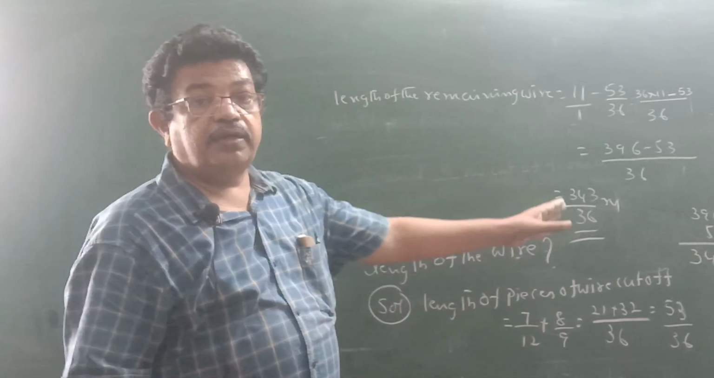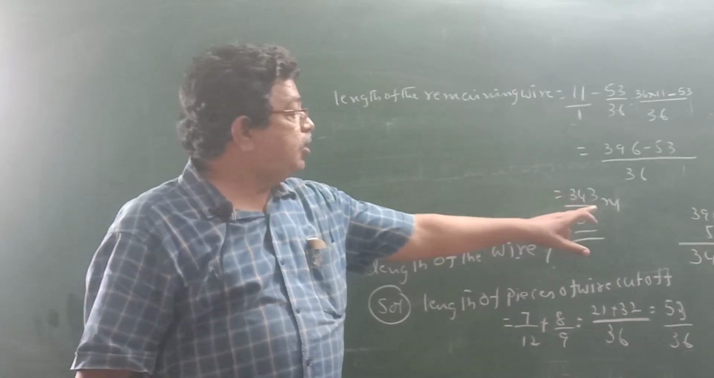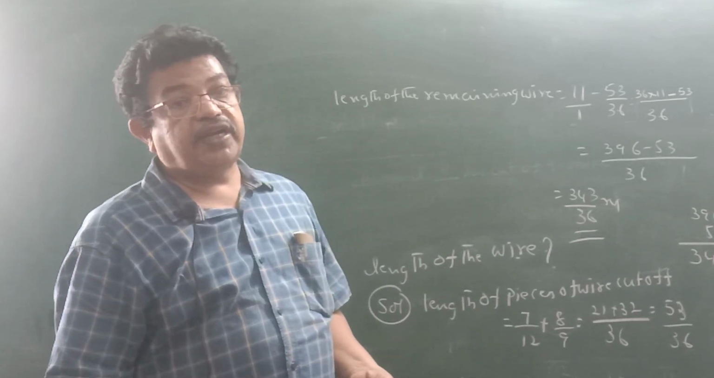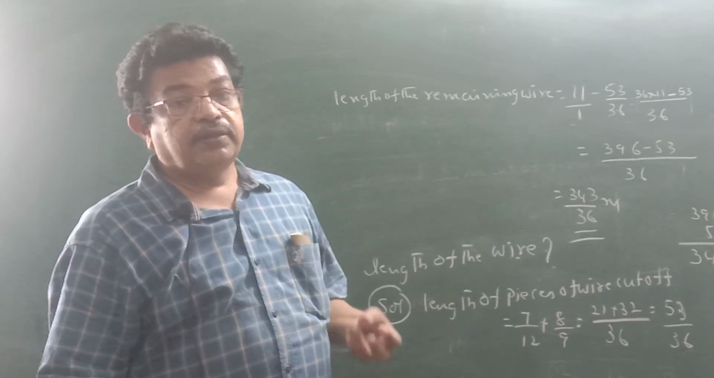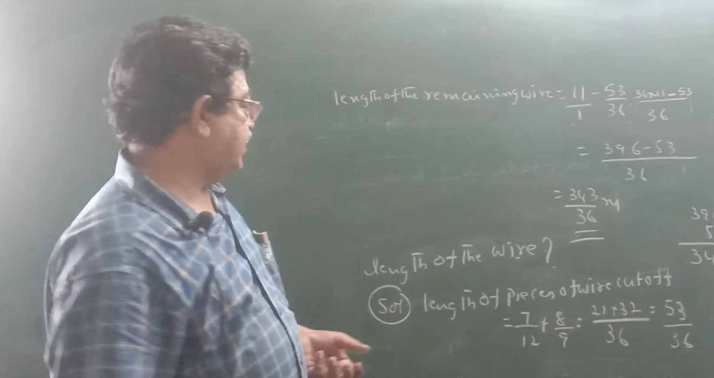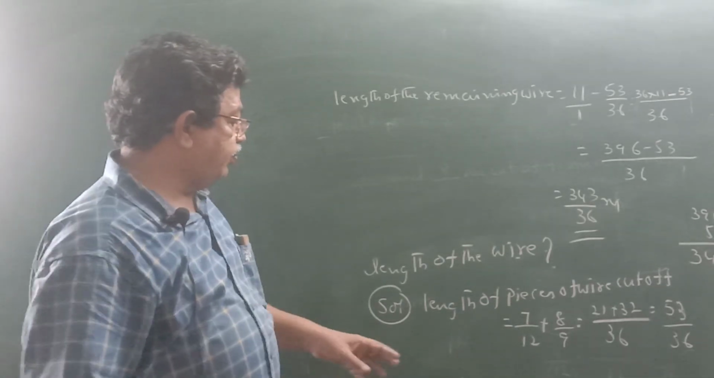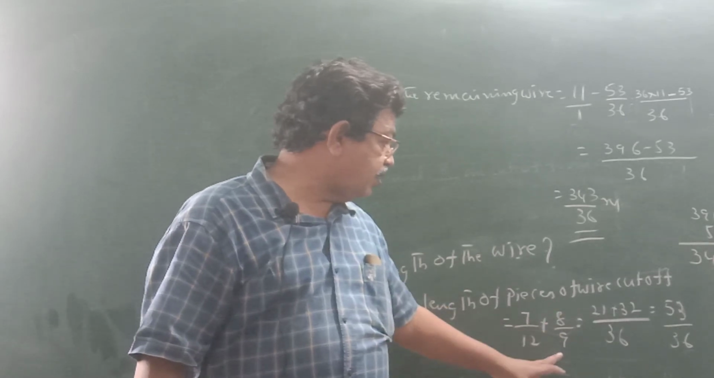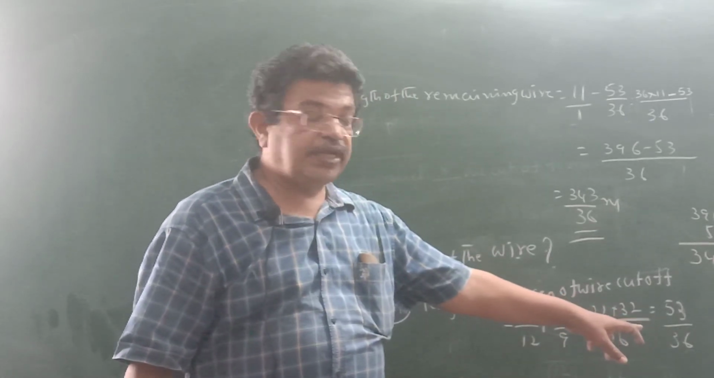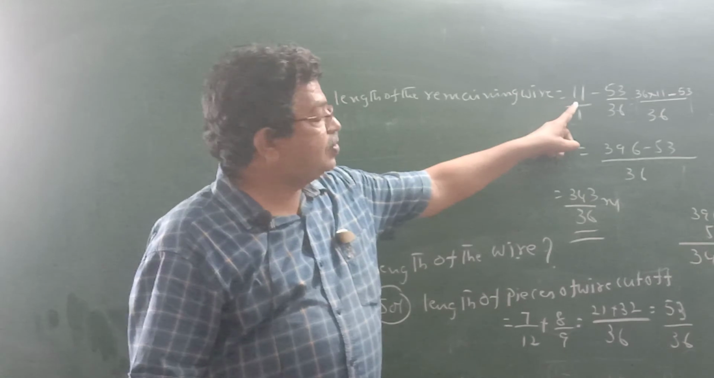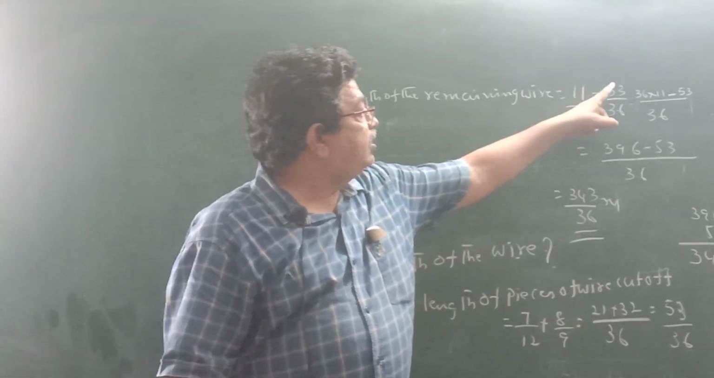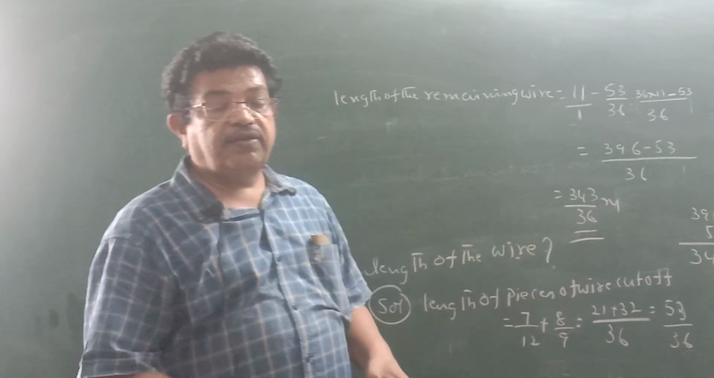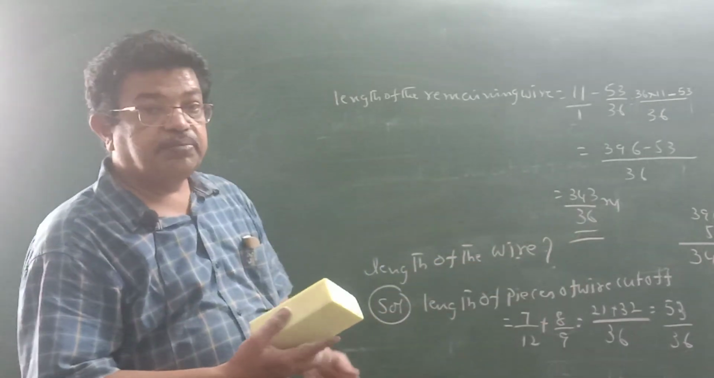That you can write in mixed fraction form, because it is an improper fraction. You know about fractions. Fractions are of 3 types: proper fraction, improper fraction and mixed fraction. So we did a problem. 2 pieces of wire of length 7 by 12 and 8 by 9 are cut off. Their total length is 53 by 36 and the length of the original wire is 11 meters, from which the pieces cut off are subtracted, and the length of the remaining wire is 343 by 36 meters.